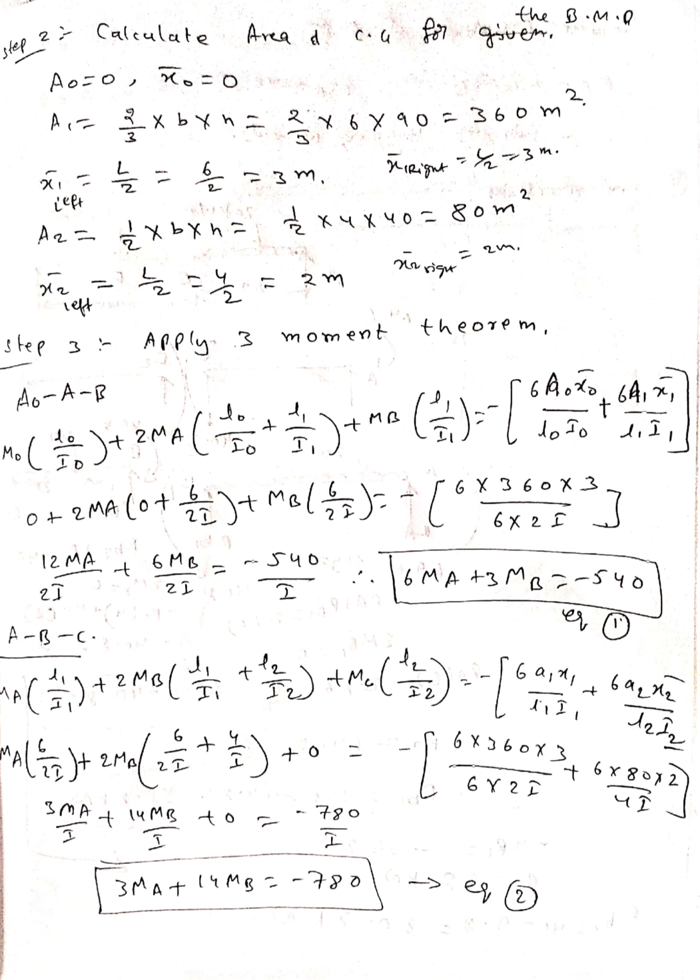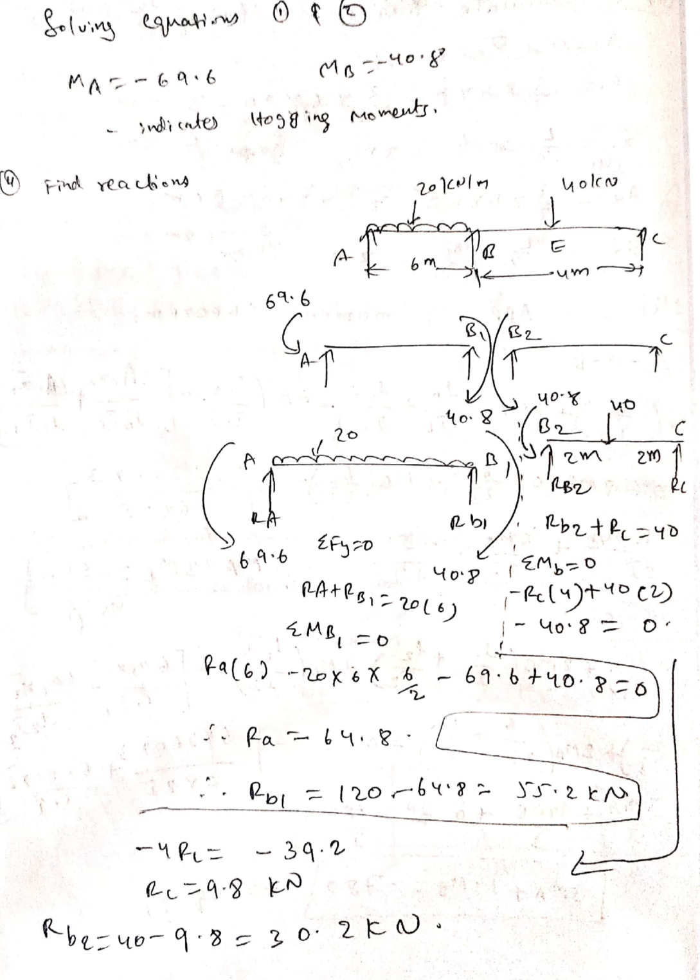Okay, now substituting MC equal to 0, as it is simply supported at C. Then we will get this equation simply after simplification: 3MA plus 14MB equal to minus 780. Let this be equation number 2. Now let us solve equation 1 and 2. We can find MA and MB values.